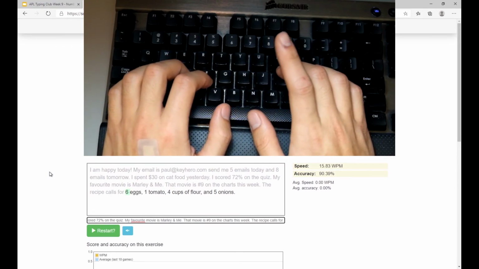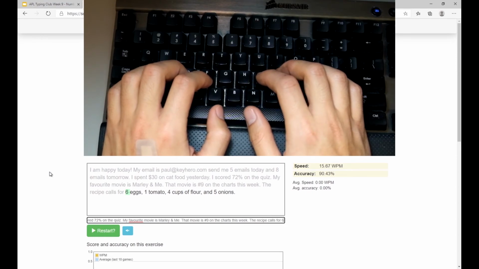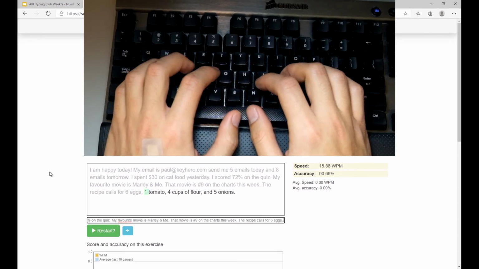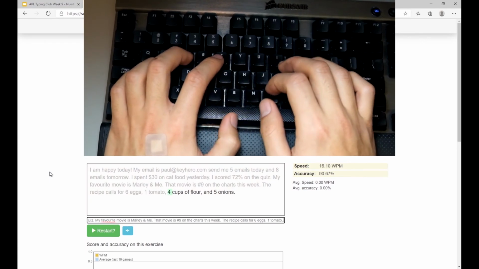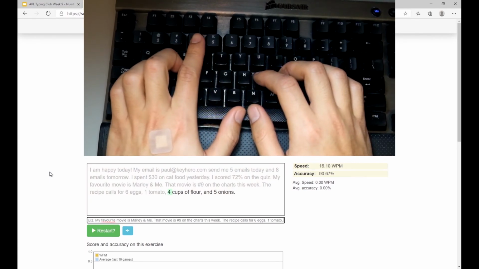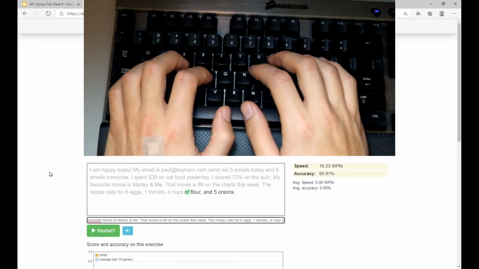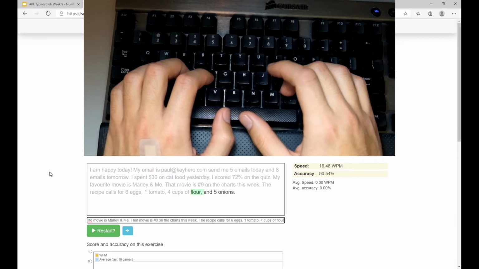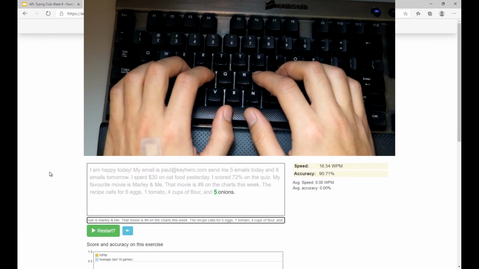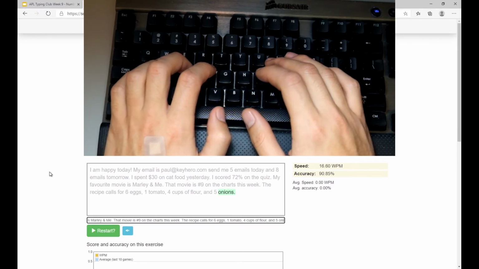We type 6 with our right index finger. 1 with our left pinky. 4 with our left index finger. And 5 with our left index finger.